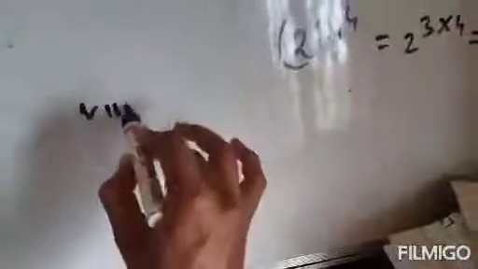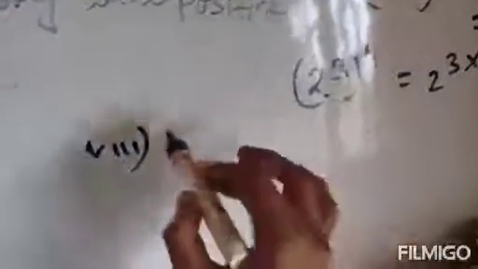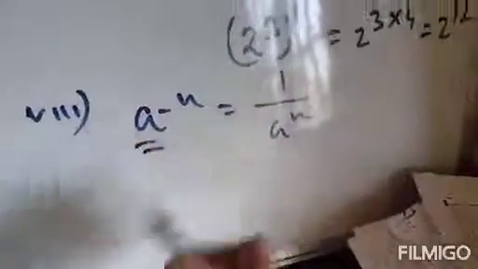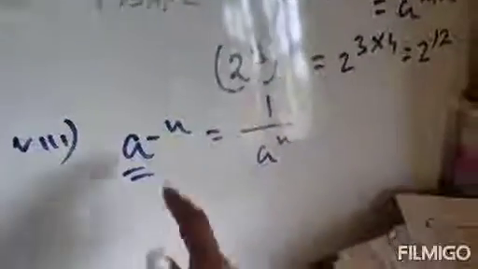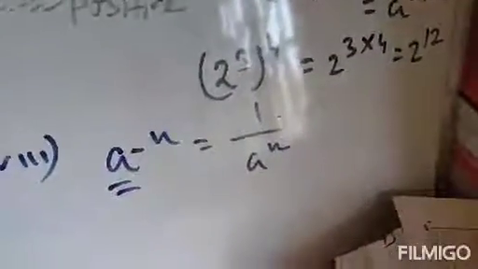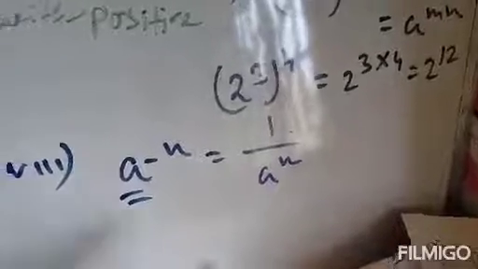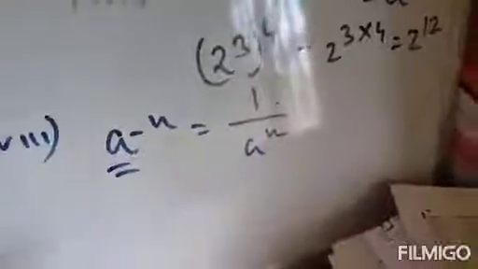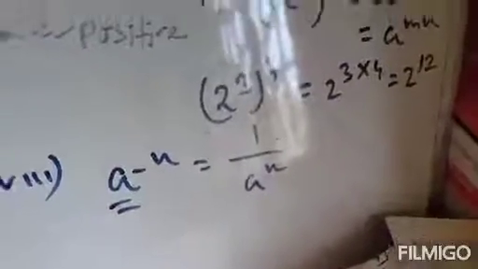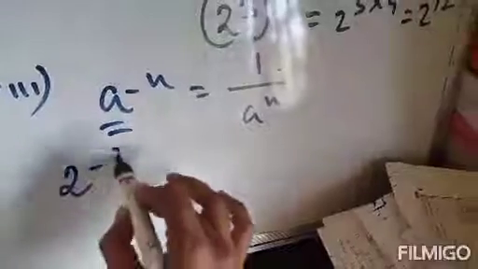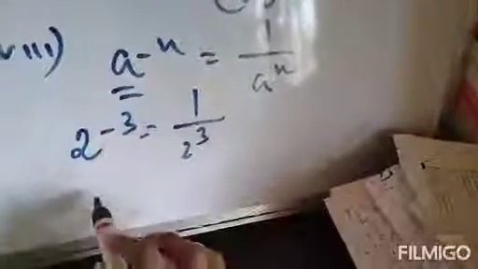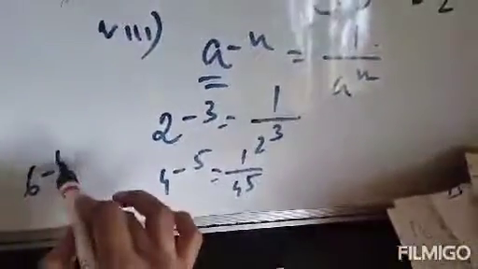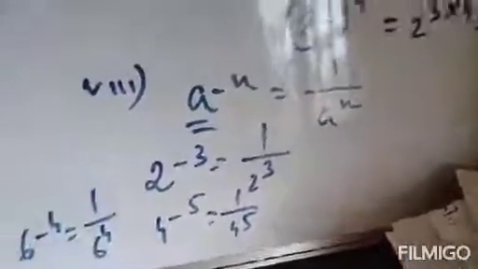Now the eighth law. The eighth law is a to the power minus n will be 1 by a to the power n. Suppose a is any integer and n is any natural number. So a to the power minus n will be 1 by a to the power n. That means where n is any positive integer and a is any non-zero integer, then a to the power minus n will be 1 by a to the power n. For example, 2 to the power minus 3 will be 1 by 2 to the power 3. 4 to the power minus 5 will be 1 by 4 to the power 5. 6 to the power minus 4 will be 1 by 6 to the power 4, like this.